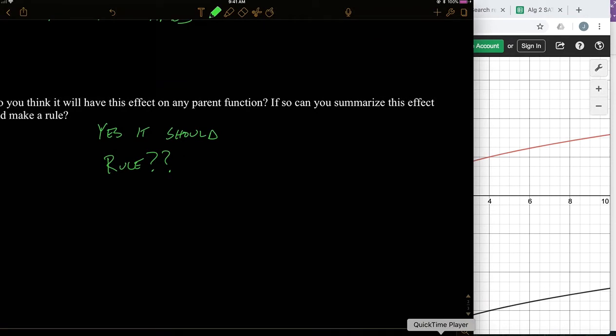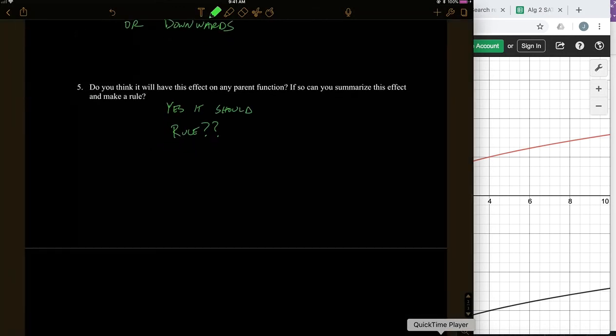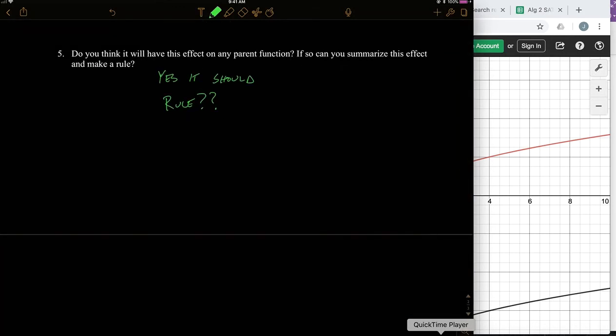And do I think it'll have this effect on any parent function? I say yes, I think it would. And in terms of making a rule, you want to make a specific rule. What is the default value? If you go bigger than the default value, what does that do? If you go less, what does that do? So we want to make that rule, and we'll talk about it in class.